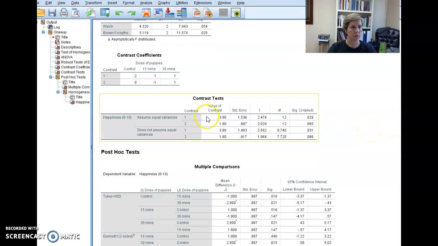So we're going to scroll down and look at our contrast tests. You can either evaluate assume equal variances or does not assume equal variances. Andy recommends just going ahead and using the does not assume equal variances because it's a little bit more conservative and a better evaluation. So again, contrast 1 is the control against these two conditions. Contrast 2 is 15 minutes against 30 minutes.